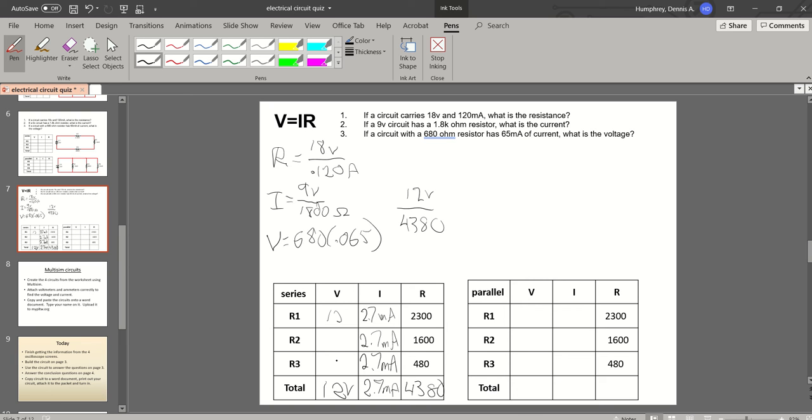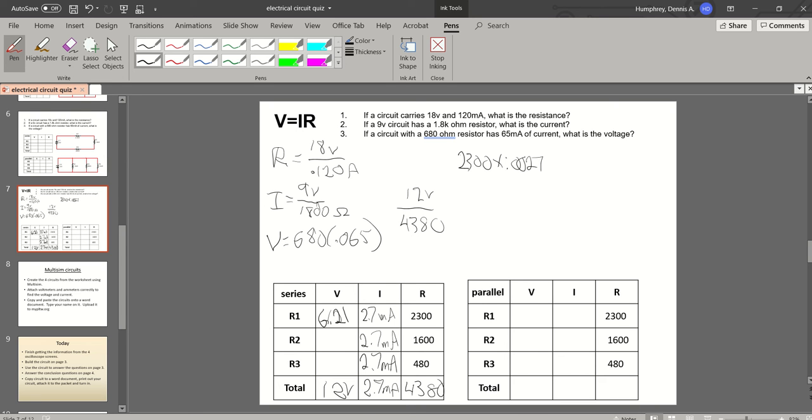Now to find this, I have to find my V equals I times R. So 2,300 times 0.0027. So I do that for each one. So for the first one, 2,300 times 0.0027, and I get 6.21. Let's see if this works out right or not.